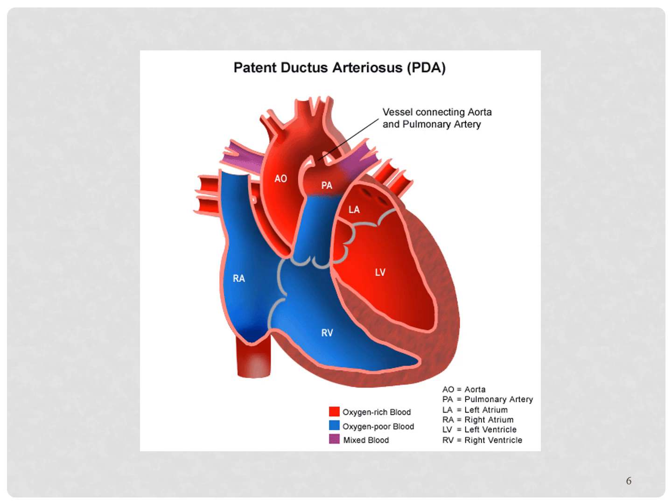For this one, I want you to know that you're going to have a harsh, machine-like, almost like a washing machine sounding murmur, and it's continuous. So we have blood, instead of going into the systemic circulation from the left ventricle, it's going the wrong way. We're going to get pulmonary vascular congestion, increased pressures, right ventricular hypertrophy.